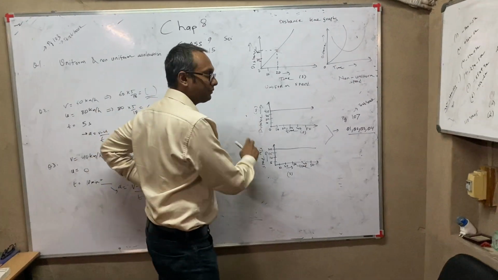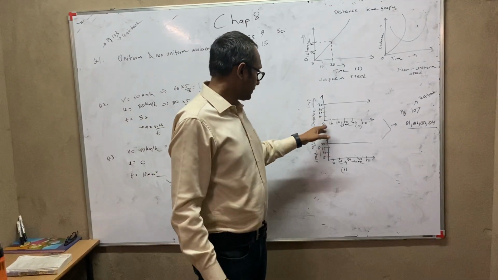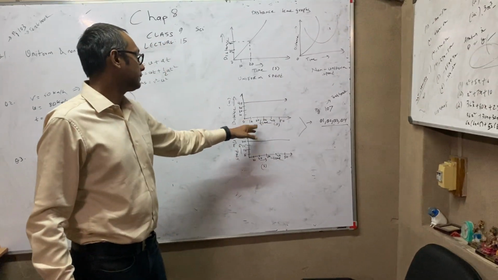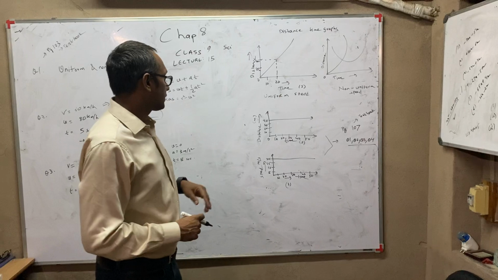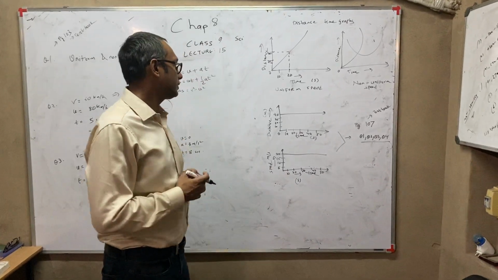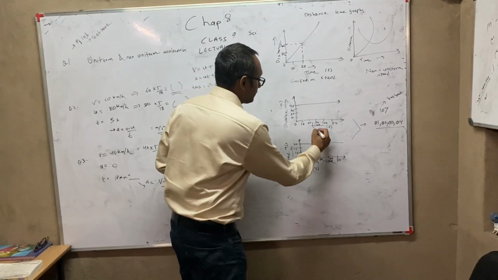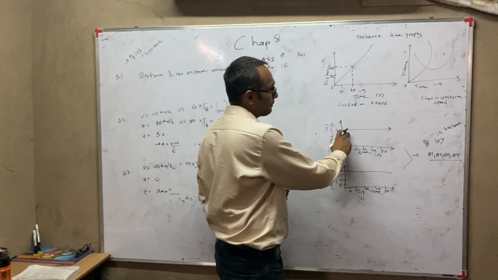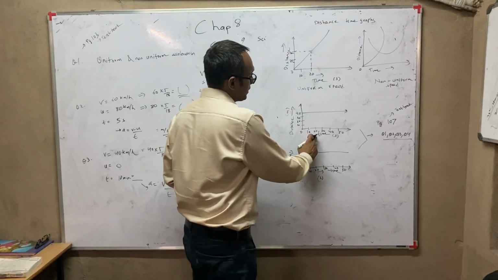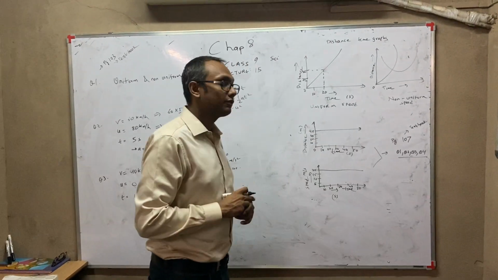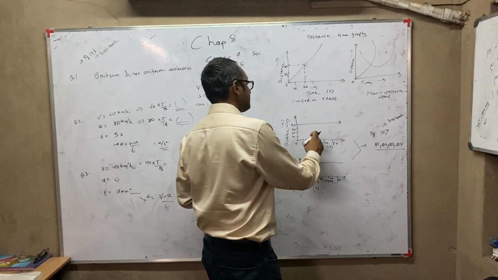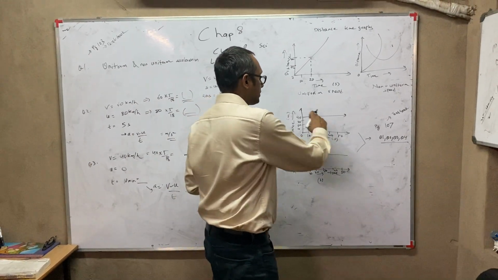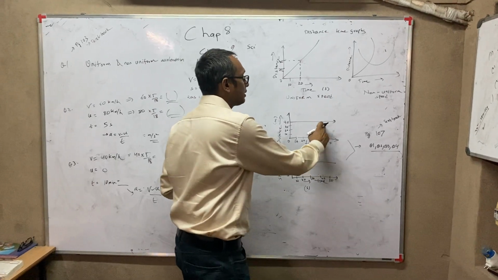Now suppose this graph, if we see here, this is a distance time graph in which this line is parallel to the time axis. Now if I ask you what kind of motion is this? If you think about it carefully, at 10 seconds, this is in meters, the object was at 40 meters. At 20 seconds, the object was again at 40 meters. At 30 seconds, again at 40 meters. At 40 seconds, it was at 40 meters. At 50 seconds also it was at 40 meters.